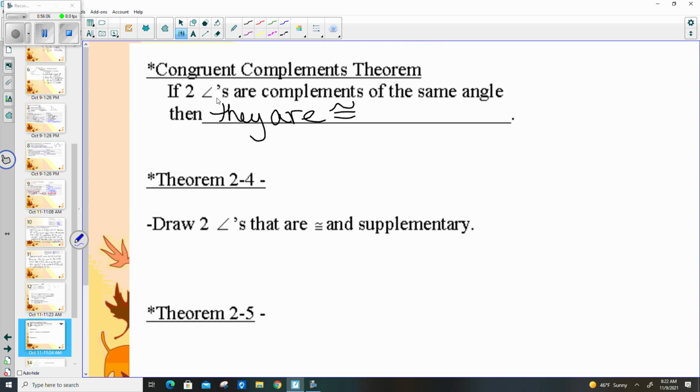Okay, so we had two theorems there. One was supplements, one was complements. We did the supplements proof. You might see the complements proof coming to you later this evening or tomorrow, depending on when you do your homework. So be prepared for it, but you know it. All you got to do is switch your 180s to 90s.